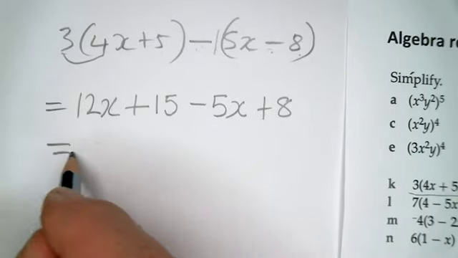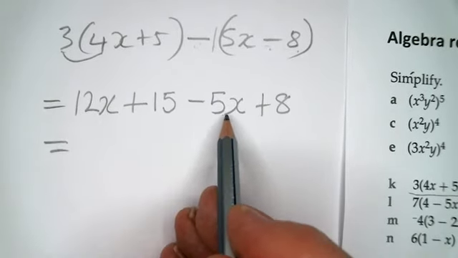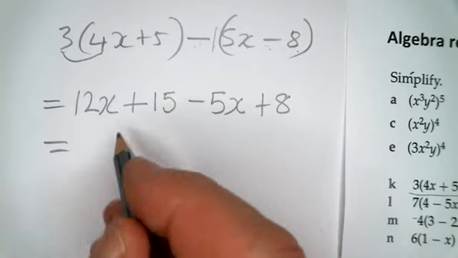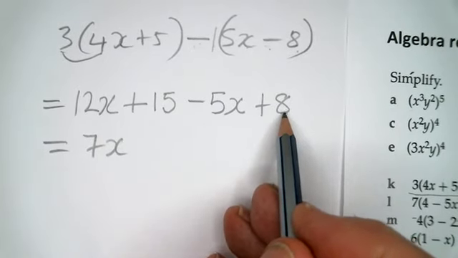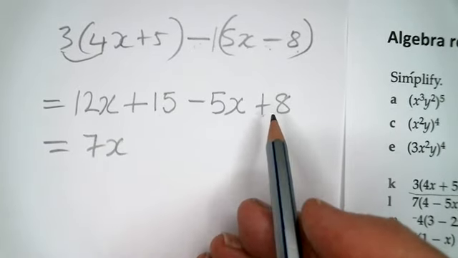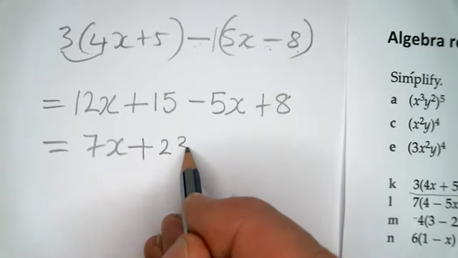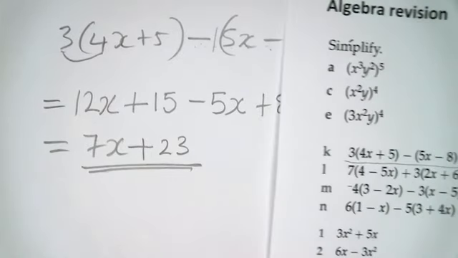So now we're going to collect like terms. Well, let's do the x's first. We've got a 12x and a 5x. Well, 12 minus 5x, because the negative belongs to the 5, is going to be 7x. And you've got a 5 and an 8. Well, a 5 and an 8 is 13, and the 10 makes that 23. So that's my solution for that first one. All right, let's take a look at a few more.